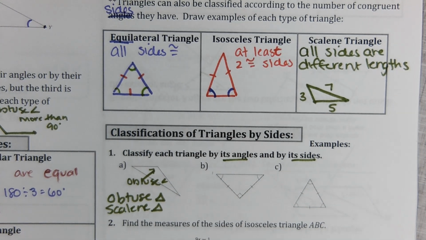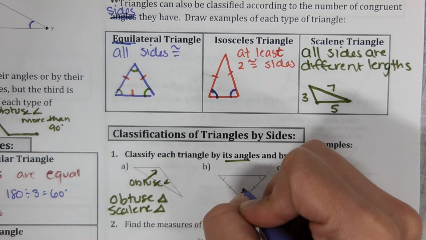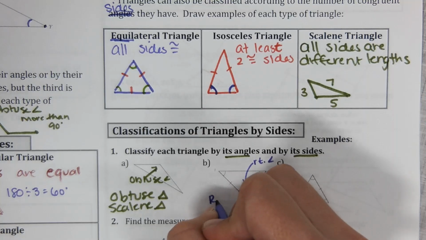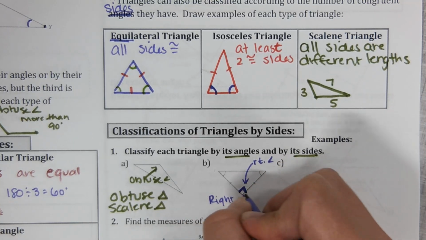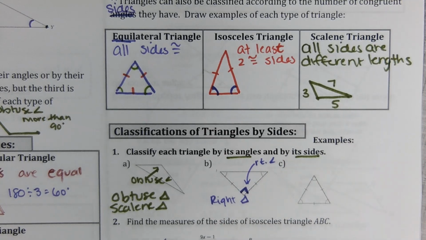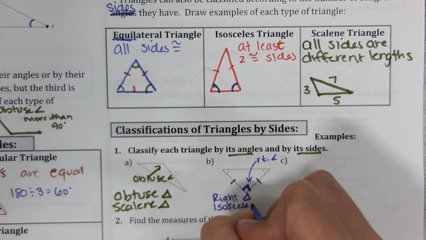For B, it shows that we have a right angle right here. So therefore, this is a right triangle. If it has one right angle, then it's a right triangle. And then also it shows that two of the sides are the same length, so it's an isosceles triangle as well.